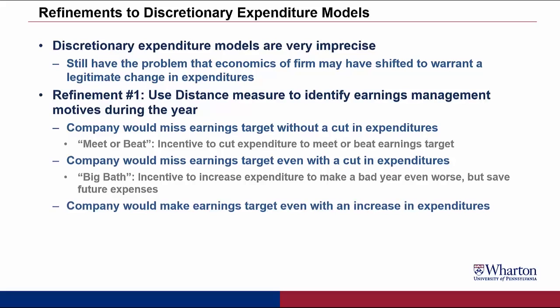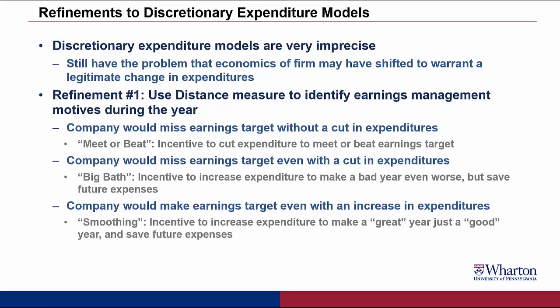And the last group we can identify with the distance measure would be a company that would make an earnings target even with an increase in expenditure. So the company could increase its R&D by 3% and still meet its earnings target even with a higher expense. We're going to call these smoothing firms. Here the incentive is to increase your expenditure to make a great year just a good year, and then again save future expenses. So if you increase R&D from 3% to 5%, it still allows you to make your earnings target, and what you've done is you've saved some expenses in the future, helping next year's results. So that's what the distance measure is going to help us do.